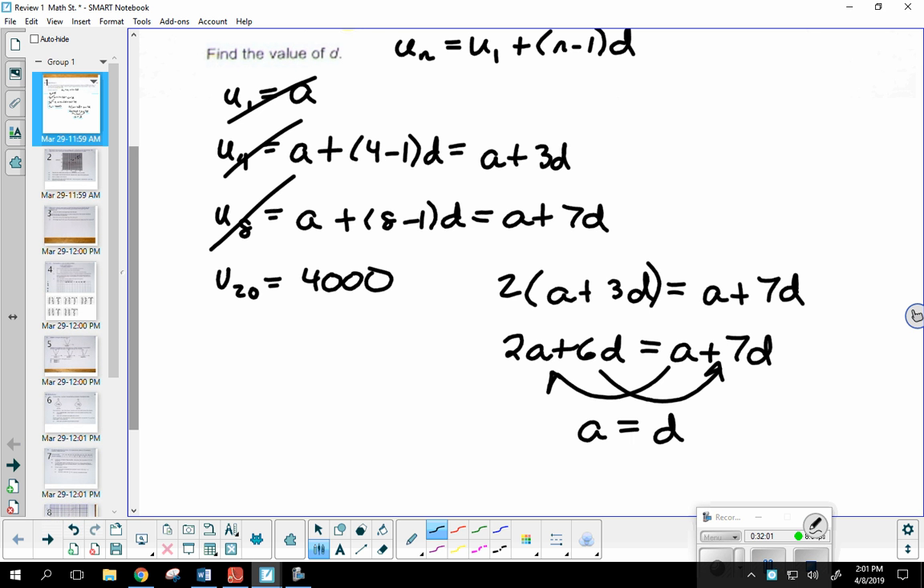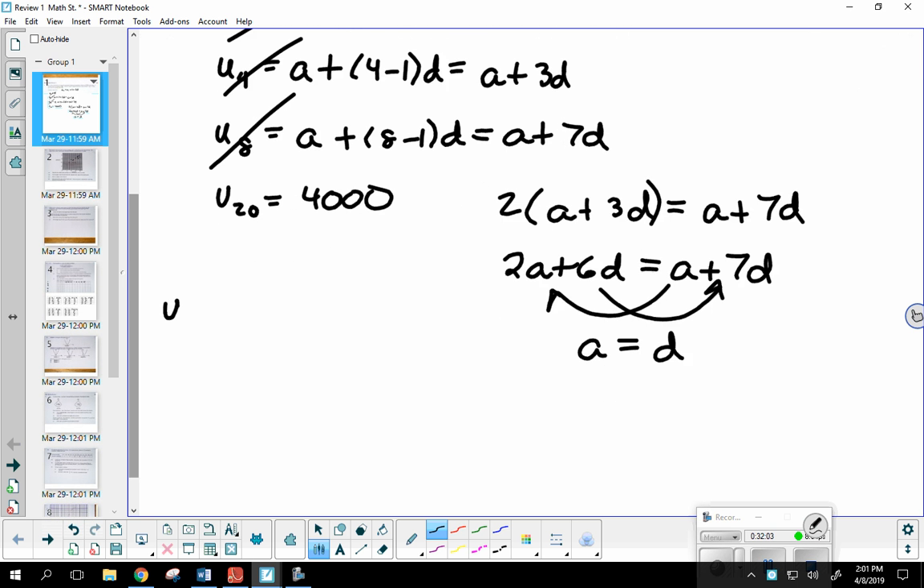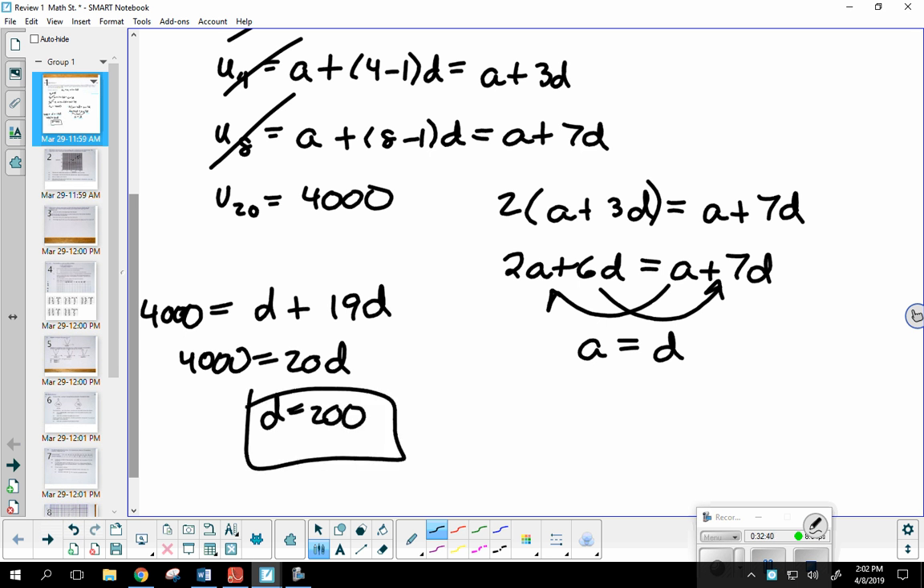Now I'm just going to substitute. I'm going to say the 20th term is equal to the first, remember, that's just A, plus, well, what's N in this case? 20. So 20 minus 1 would be 19 D. Is everybody okay with how I got that equation? We already know that A is equal to D, so I'm going to replace A with D, and we already know the term number for 20, so I'm going to replace this with 4,000. So 4,000 equals 20D. D is equal to 200 British pounds.